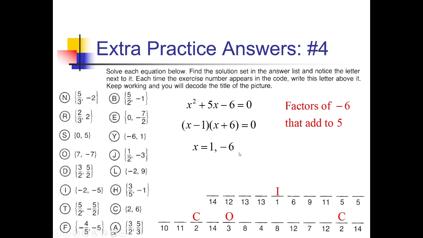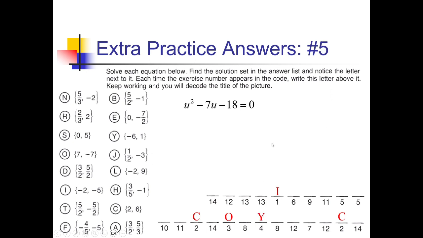So 1 and -6, they wrote it as -6 and 1, same difference though. So we're getting a y in spot number 4, and it looks like there's only one of them, and there it is. This time around, I'm looking for factors of -18 that add up to -7. 1 and 18 doesn't work. 2 and 9 works. +2, -9.